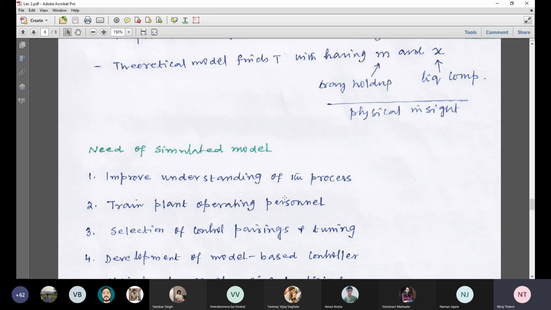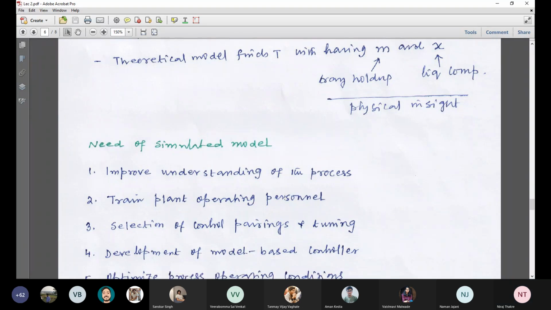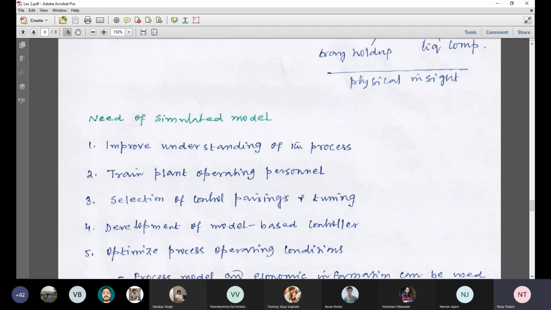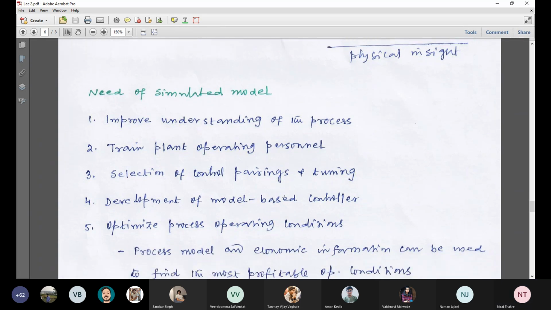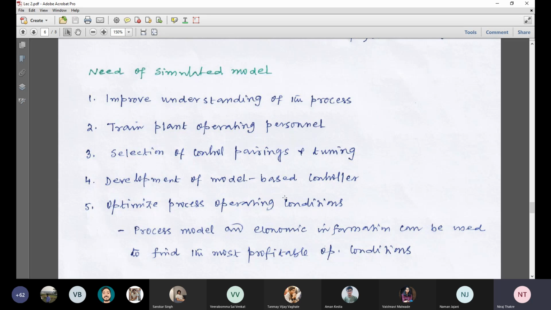Fourth point, already discussed, is development of model based controller. The name itself suggests that this controller requires a process model. These are advanced level controllers, and again, this is out of the scope of this UG level, but just note down that for the development of model based controller, we need a process model. And fifth one, already someone told, is that to optimize the process operating conditions, we need a process model.